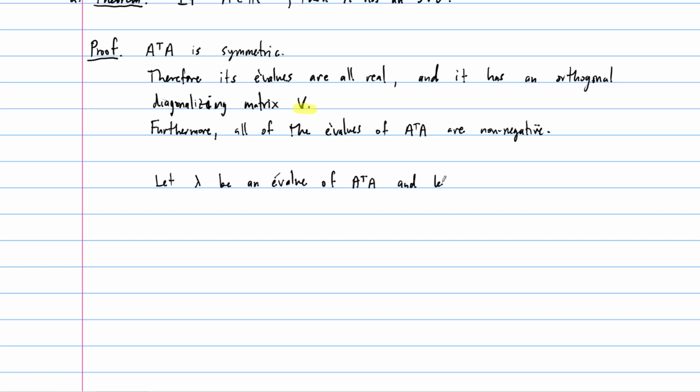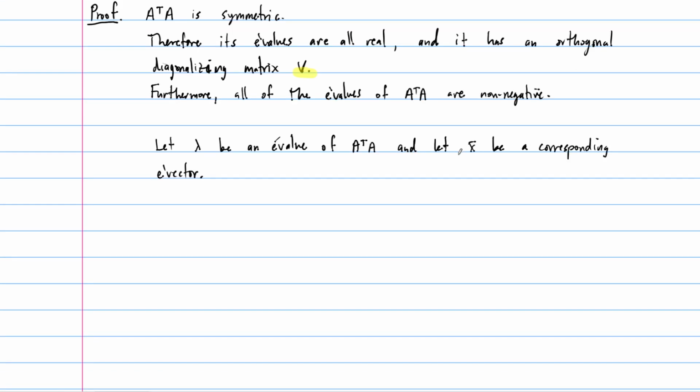And let's let X be a corresponding eigenvector to this lambda. So that means that X is at least related to a column of V, right? The columns of V are unit vectors, because it's an orthogonal matrix, so they form an orthonormal basis. So X is maybe not exactly one of those, but it's related, right? It's a constant multiple of one of those, if nothing else. So what we can do then is we can compute the following.